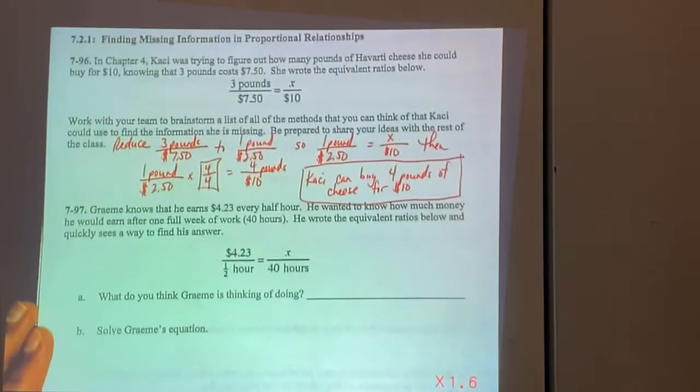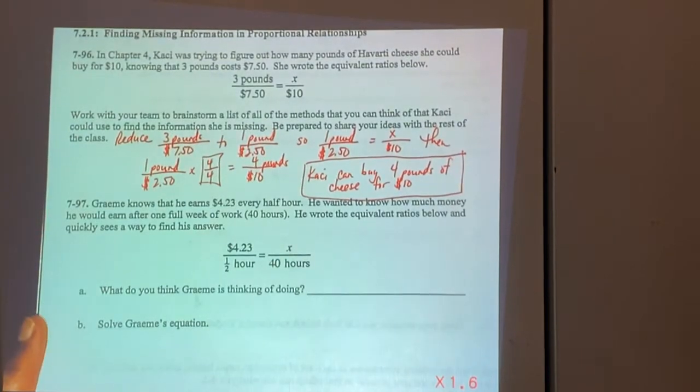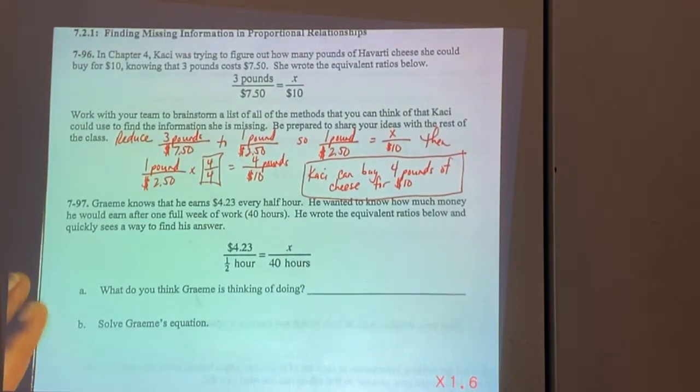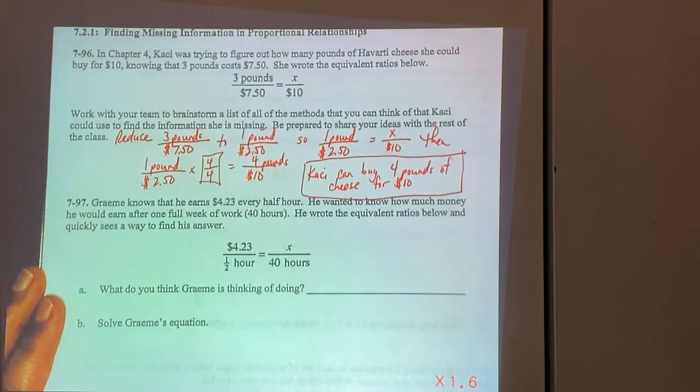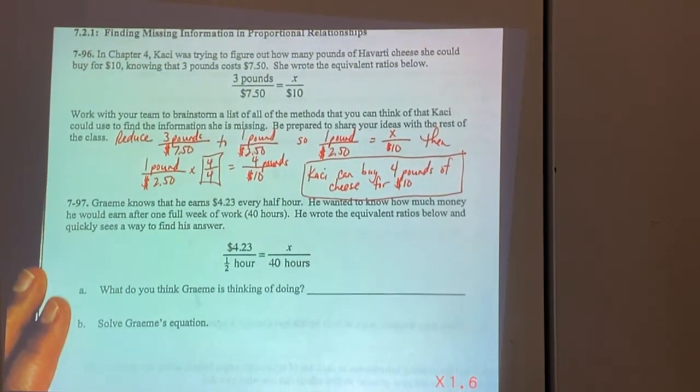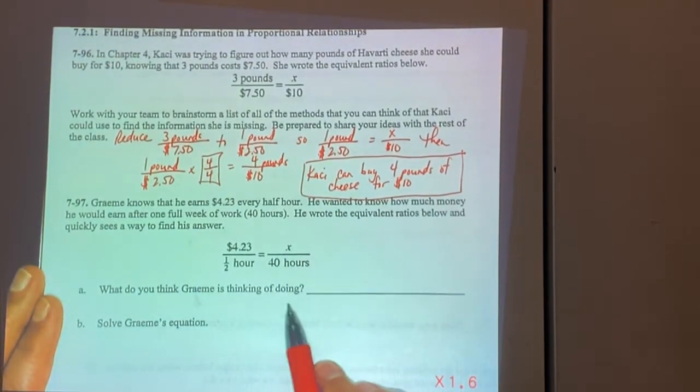Okay, next. Graham knows that he earns $4.23 every half hour. He wanted to know how much money he could earn after 1 full week of work, which is 40 hours. He wrote the equivalent ratios below and quickly sees a way to find his answer. Okay, what do you think Graham is thinking of doing?